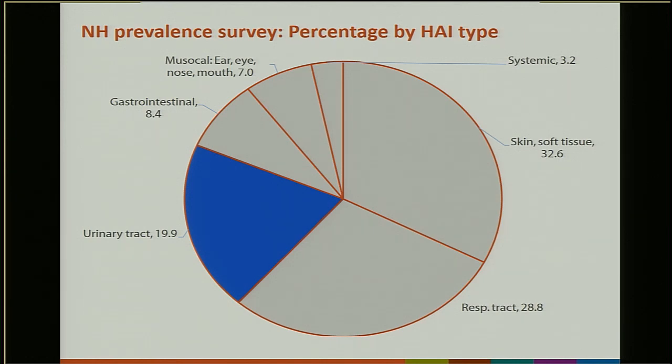Again, just to point out that the purpose of today is really to focus on what we have learned about urinary tract infections, to help understand the NHSN urinary tract infection surveillance that currently exists. Just under a quarter, or about one fifth, of all of the HAIs that were identified during the point prevalence survey fell into one of the two urinary tract infection definitions.